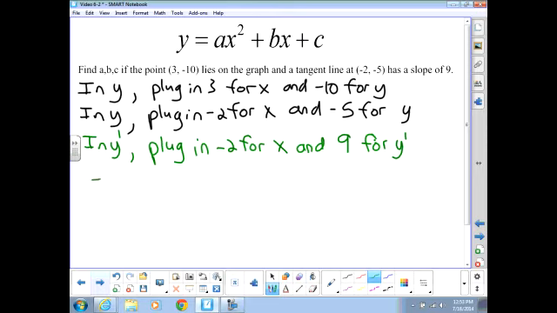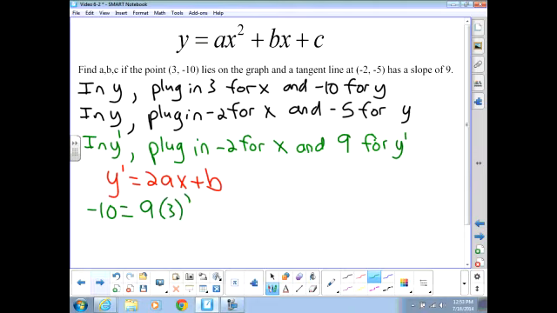So we'll put -10 in for y in our original. Actually, I guess we should find y prime first. Notice we don't need y double prime for this particular problem. Y prime is going to be equal to 2ax plus b. We'll plug -10 in for y in our original, and we'll plug in 3 for x.